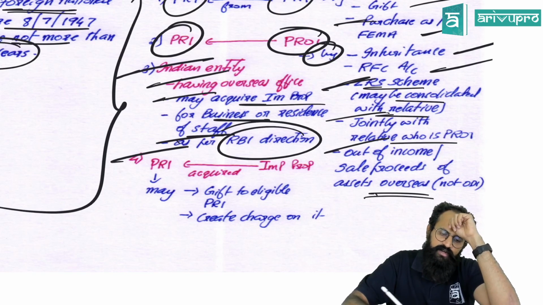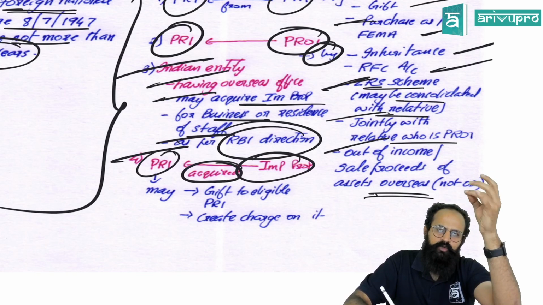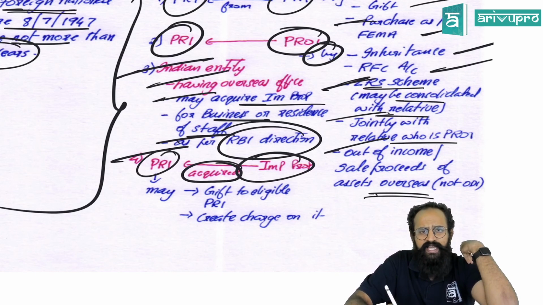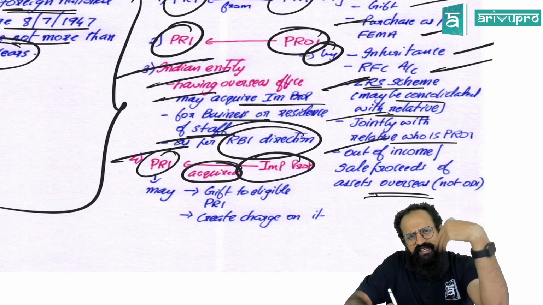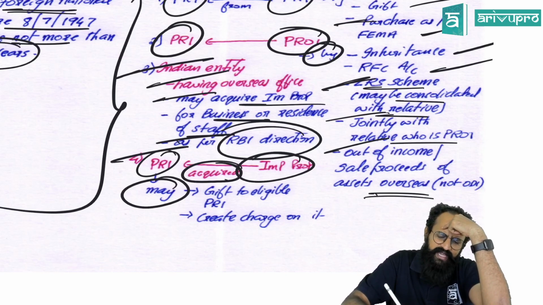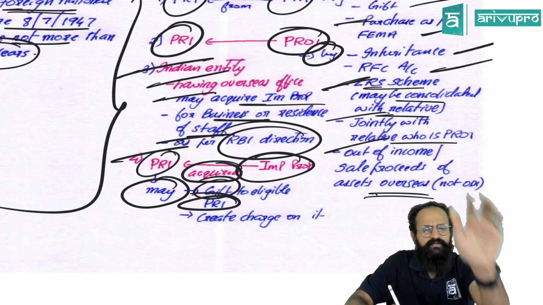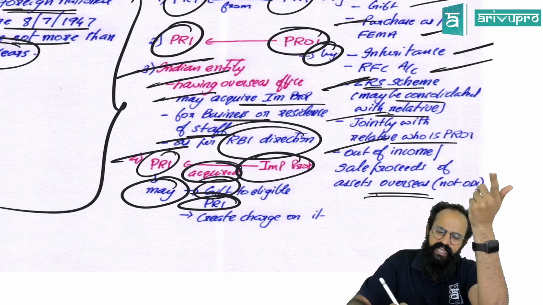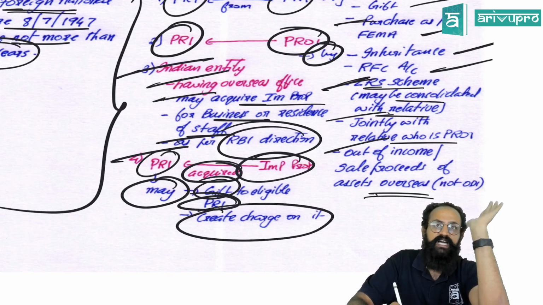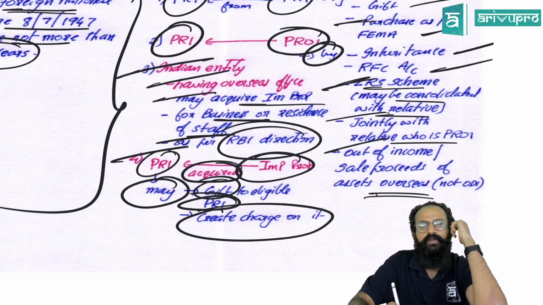The fourth one, sir, the PRI, whoever has acquired immobile property. Now you are seeing that a PRI is buying the property. Sir, can he give it away to someone? Can he transfer it? Can he sell it? People, he may gift to an eligible PRI. If he wants, he can give it to another PRI also. Or you can take a loan on it and create a charge on it as well. Charge means, people, you can mortgage.